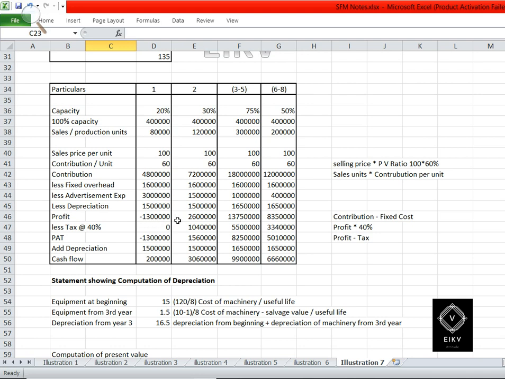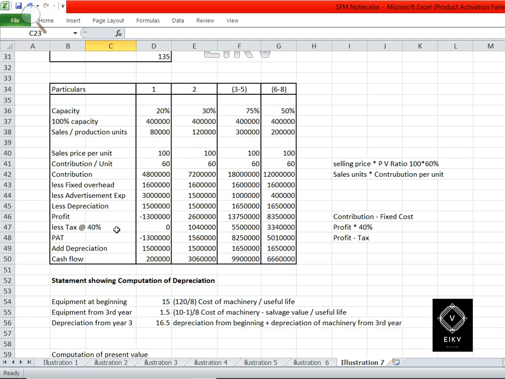In the first year we can find that there is a loss, right? 30 lakhs loss. And from the second year the profit begins. 26 lakhs profit. 3 to 5 years it's 30 lakh 75, 137 lakh 50,000, and on the 6 to 8 years there is a profit of 83 lakh 50,000.